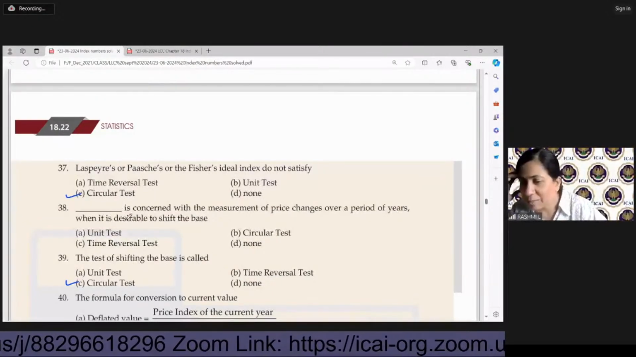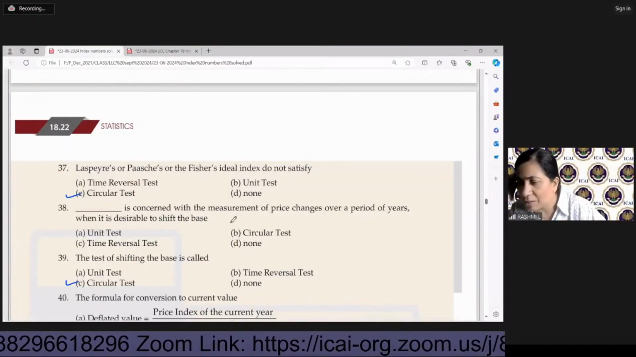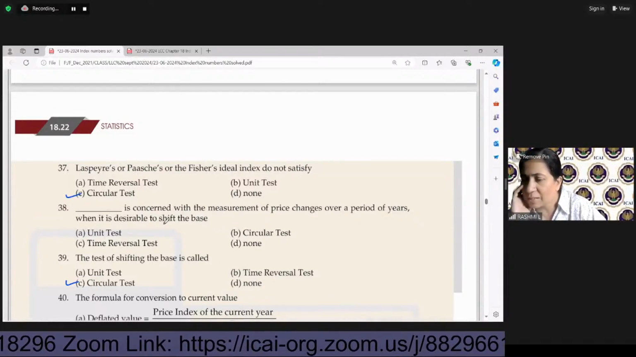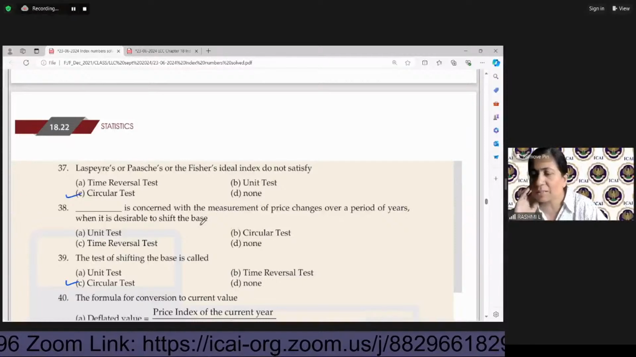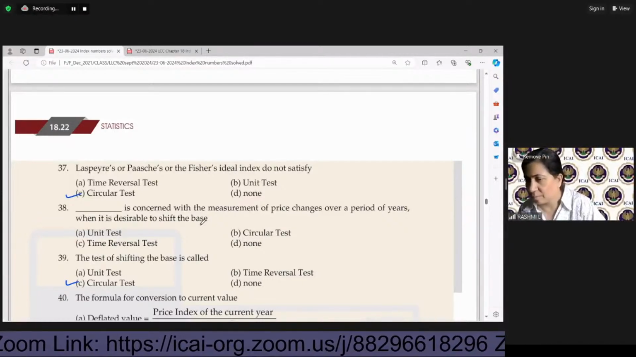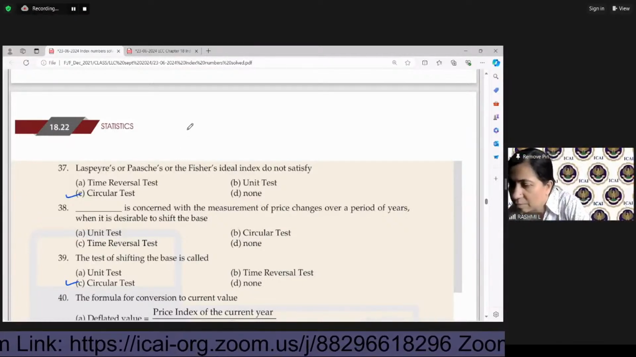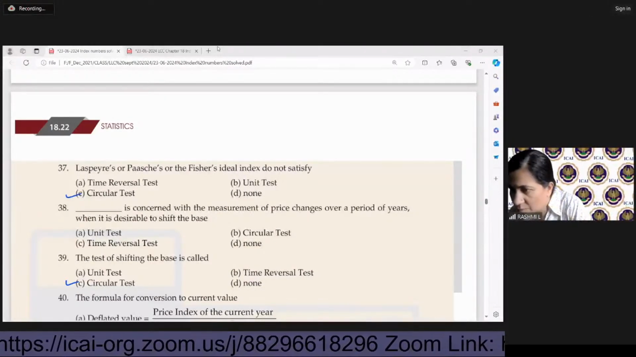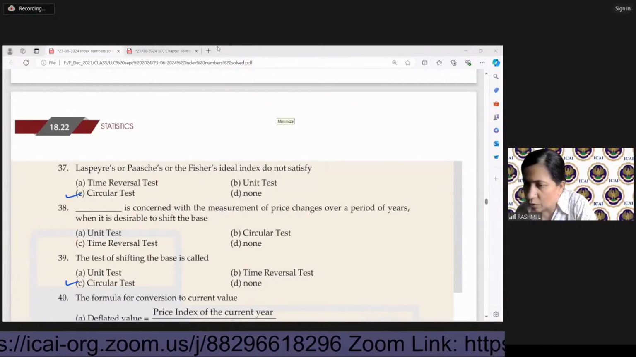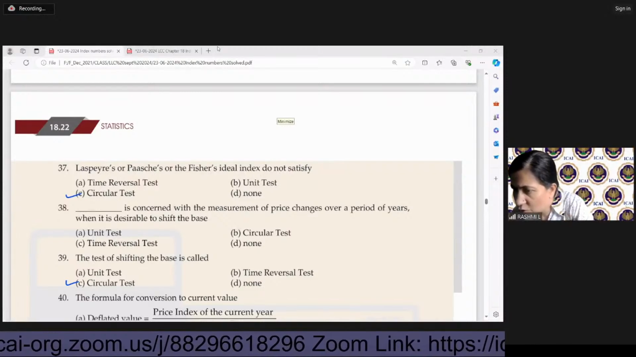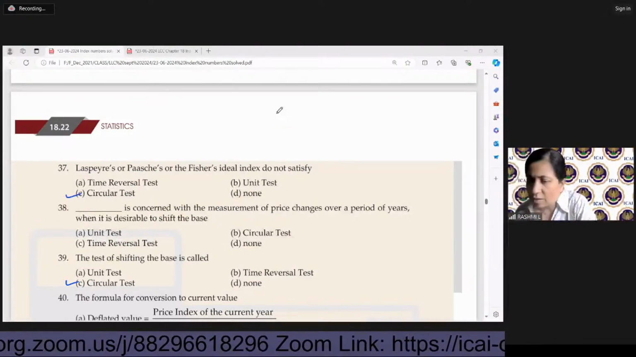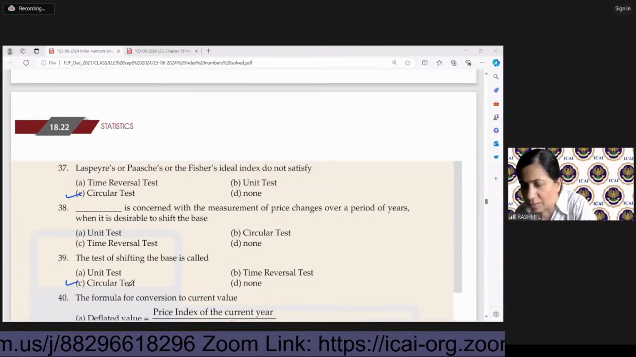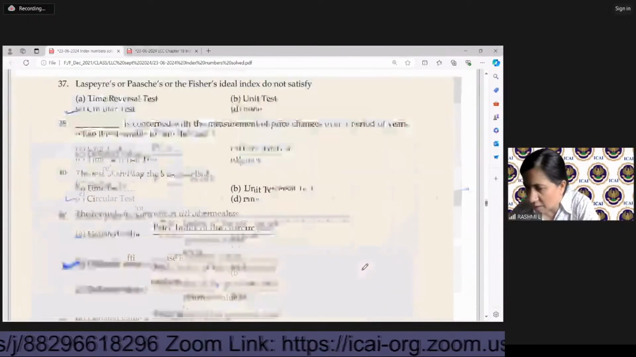38. Can anybody tell me the answer? Dash is concerned with the measurement of price changes over a period of years. When is it desirable to shift the base? Circular test, B. Anushka, Vishwa. Yes, okay, so B. The test of shifting the base is called the circular test.